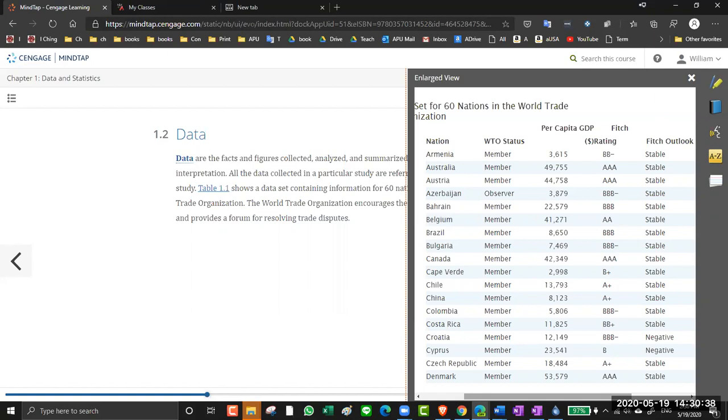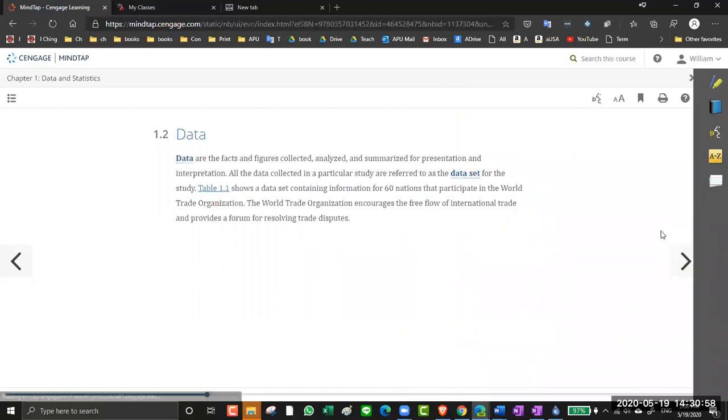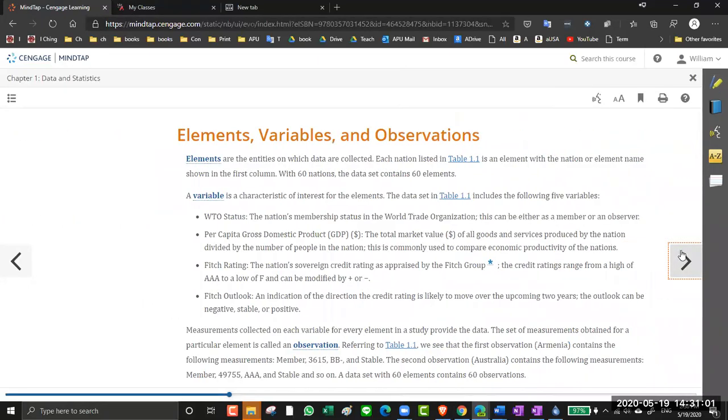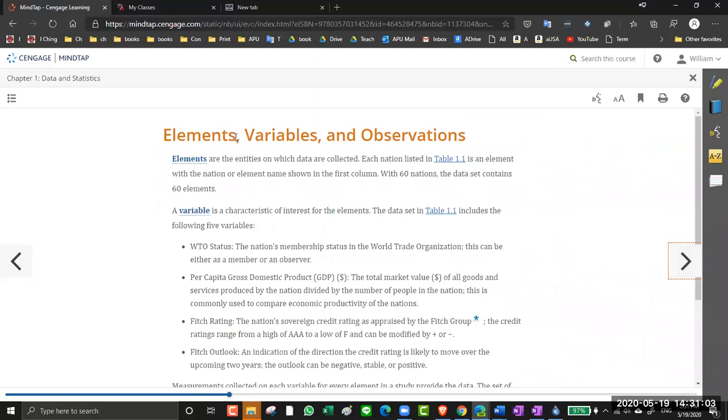Okay, and then we have different rows. So the first row is what? Armenia. The second row is? Australia. Okay, so this is our data set, and you can see basically what it looks like. Now let's close this for a second and go to the next thing. So we want to talk about what are called elements, variables, and observations.